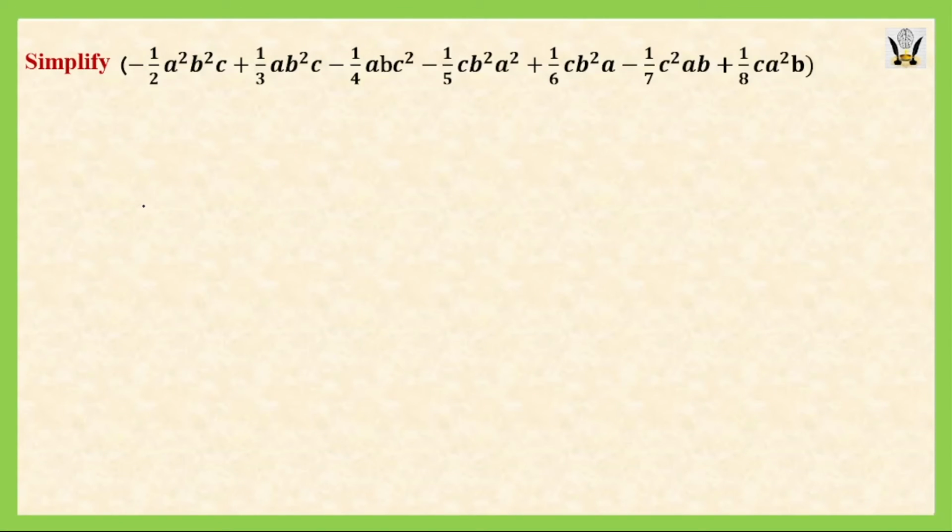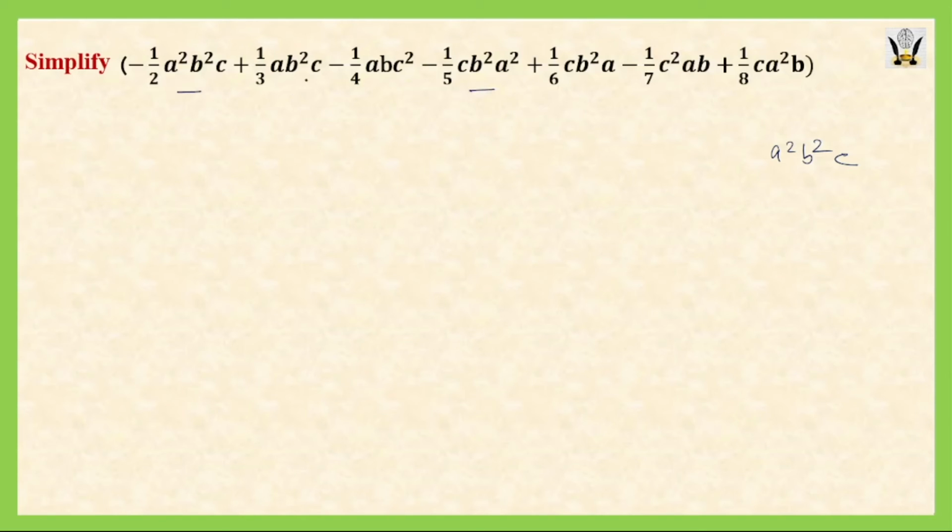Then in the next problem sum also, we have to simplify addition and subtraction of algebraic expressions. We have in total 1, 2, 3, 4, 5, 6, 7 terms. First we have to identify what the different terms, different variables, are. Here a square b square c is one term, and we have another a square b square c, and then we have another a square b square c here.